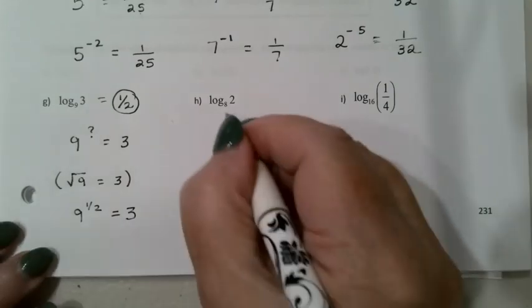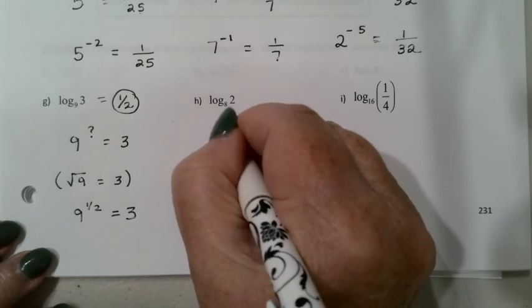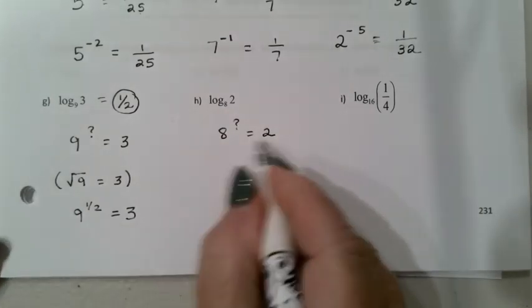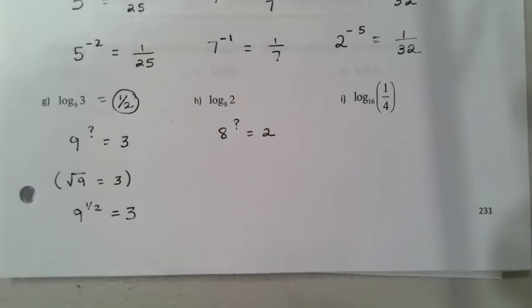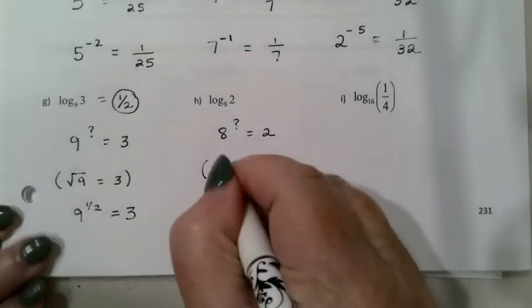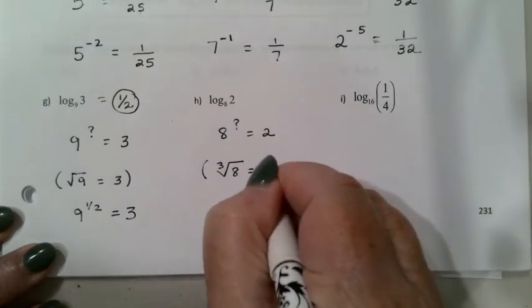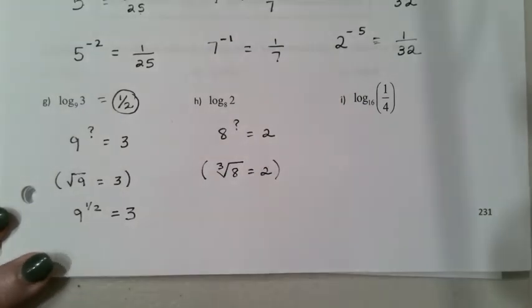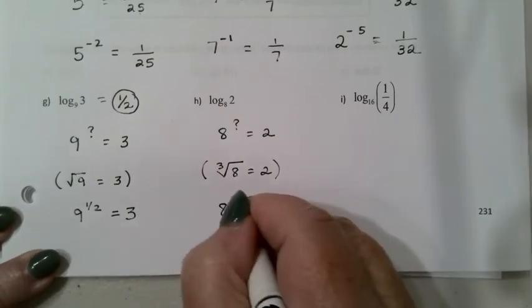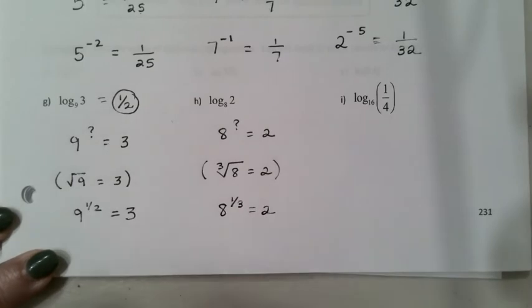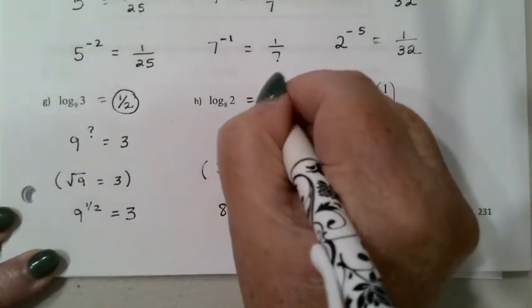All right, let's try that again. 8 to what power gives me 2? Again, it's getting smaller, so I know it's going to have to be a fractional exponent. And kind of in the back of my head, I'm thinking, well, I know the cube root of 8 is 2. So I'm just going to think of that cube root as a 1/3 power. And the exponent I would need is 1/3.